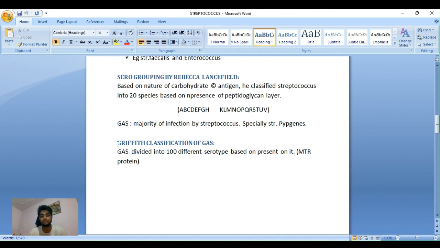Then Griffith's classification of the group A streptococcus. Griffith classified or divided the group A streptococcus into 100 different serotypes based on the presence of a protein on the cell wall, that is the M protein, the T and R protein.